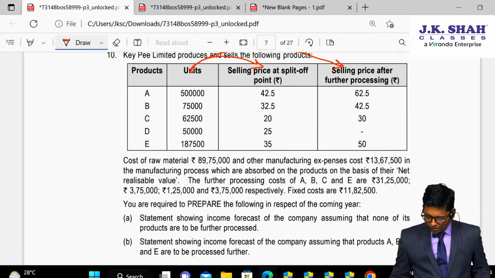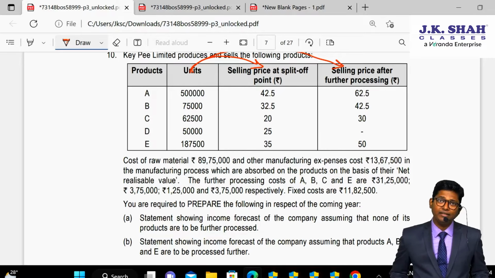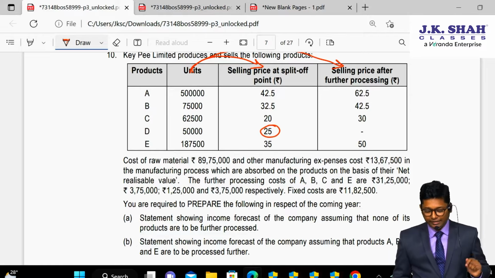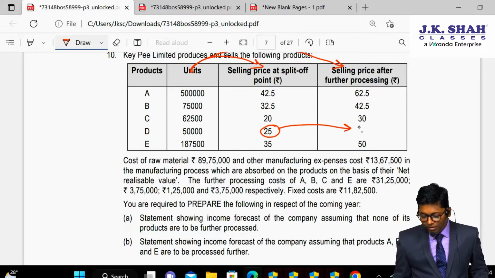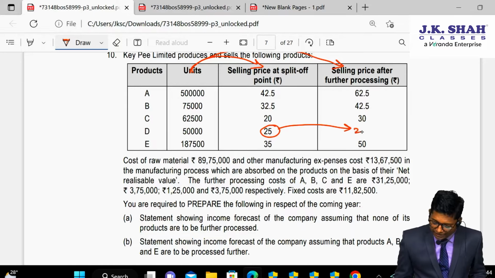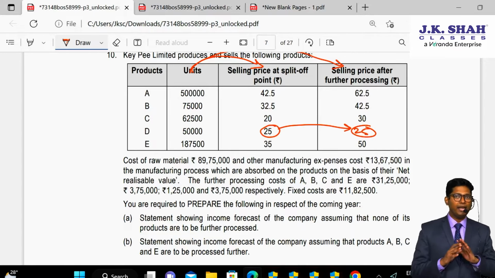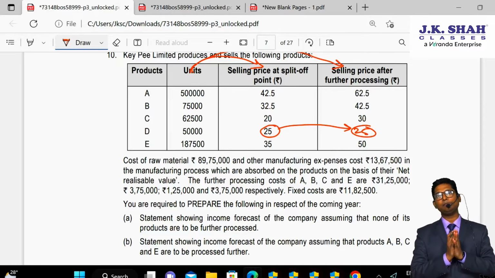In this question, students commit only one mistake. They consider D. See, if you check, D's selling price at final stage is not given. It means D does not have a selling price or sale value at the final stage. It will give you 25 rupees if you sell this product at split off, and if you sell this product at the final stage also, the company is not further processing it, but at least 25 rupees you are going to recover from the product anyhow, at any stage, because the company's policy is fixed, they are not further processing product D.